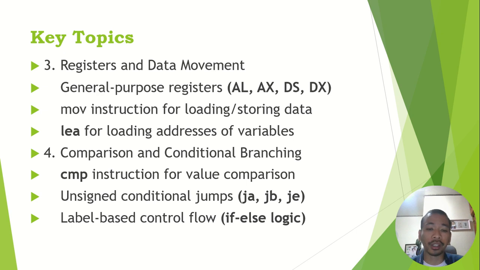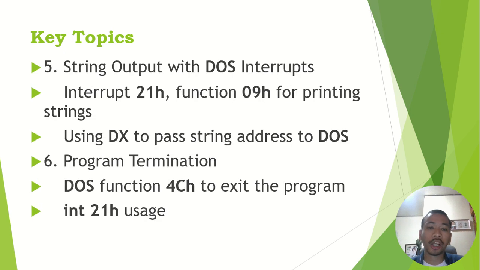Number four, comparison and conditional branching, the CMP instruction for value comparison. Unsigned conditional jumps, JA, JB, and JE. Label-based control flow, the if-else logic. Number five, string output with DOS interrupts, interrupt 21H, function 09H for printing strings, using DX to pass string addresses to DOS. Number six, program termination, DOS function 4CH to exit the program, and INT 21H usage.